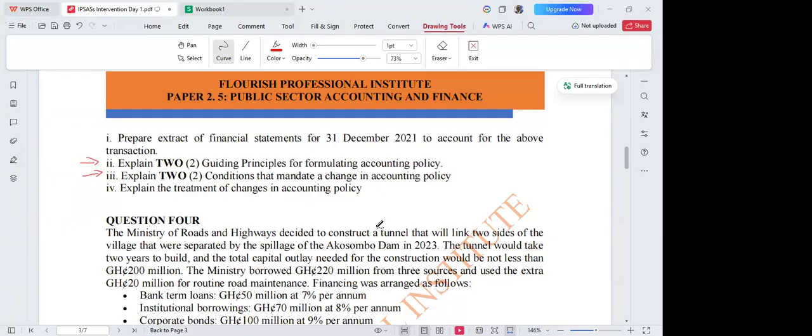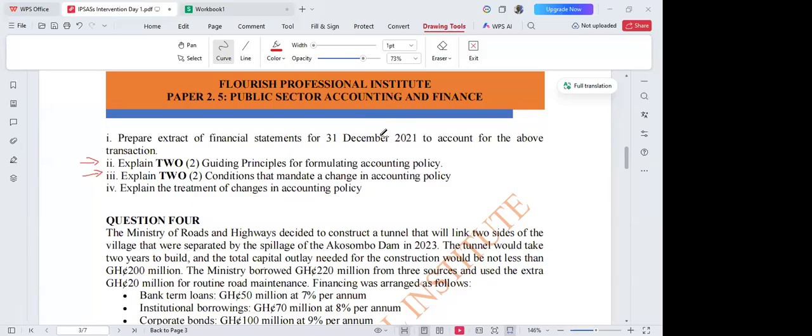Which other one can we talk about? Yeah, Ransford. Okay, sir. So when the change will make the financial information more reliable and relevant to the user. When a change will make the financial statements reliable and more relevant, right? For decision making purposes, and accountability. That's true. Okay, let's come to the next one.